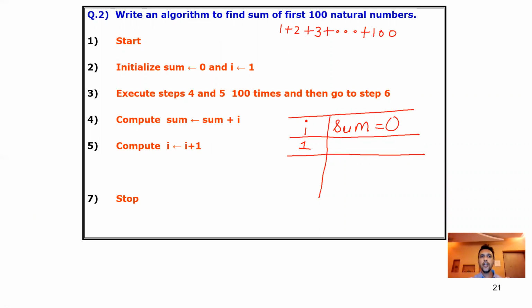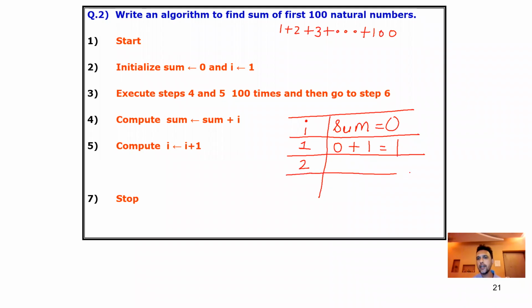So now the new sum is equal to old sum plus I. Now listen to how I am reading this particular expression, and here onwards you will read it in the same way. Sum is equal to 0 plus 1 equal to 1. So the new sum is equal to 0 plus 1 is equal to 1. Compute I is equal to I plus 1. So the old I is 1. So the new I is equal to the old I, that is 1, plus 1, which is equal to 2.